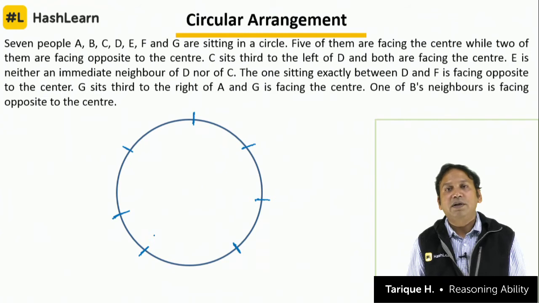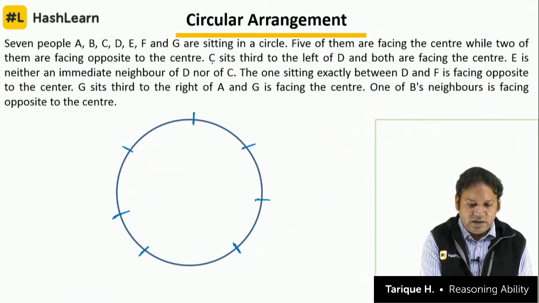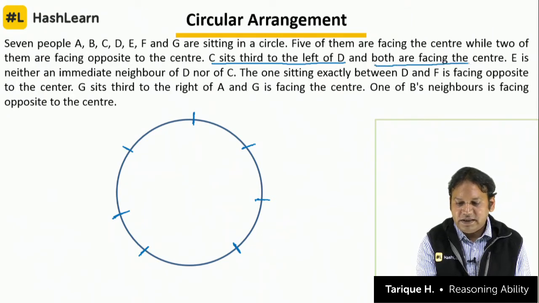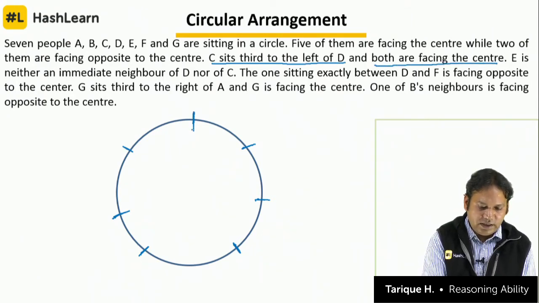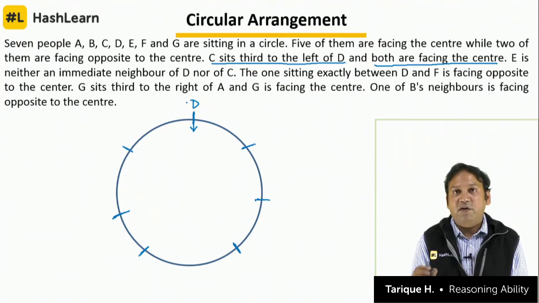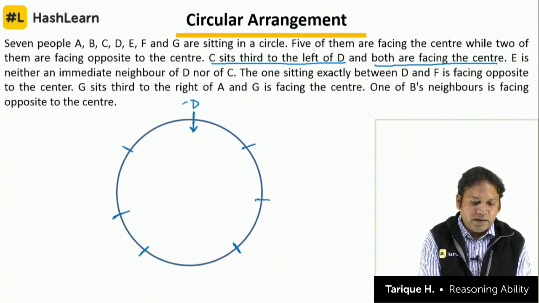We have to find out who is facing which side and what is the positioning of each of the persons. Clear? So first of all, the first clue is C sits 3rd left of D and both are facing the centers. I will start from here. Let's say D is here. C sits 3rd left of D. Since D is facing the center, this is right, this is left.